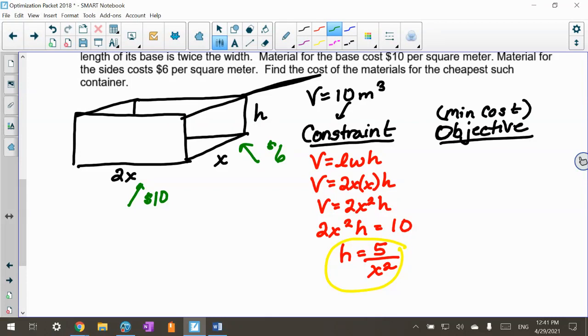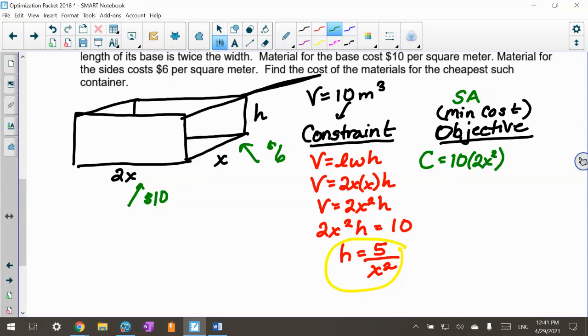I'm going to do the cost equation in green. My cost equation is the cheapest material, so you're talking surface area with money. The base has area 2x squared, and it costs $10. So I'm going to say $10 times the 2x squared.